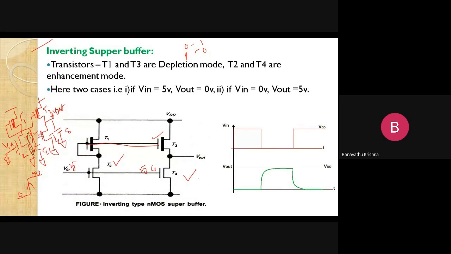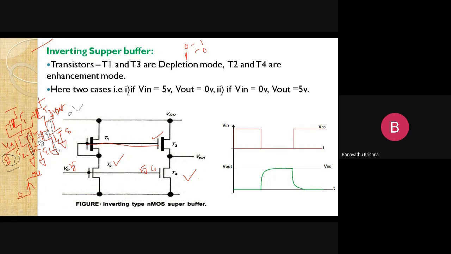Because whatever value we apply at the gate of T2, the same value is applied across transistor T4 also. So whatever the value across this load capacitor, that also discharges to ground through transistor T4. So here the input is 5 volts, the output is 0 response. It is performing the inverter operation. Input is 5 volts, output is 0, an inverting response.